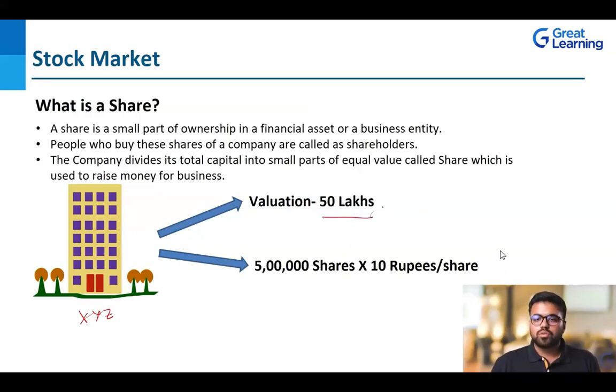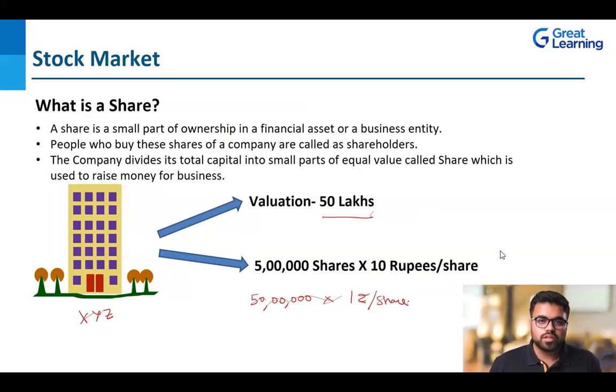So in order to do that, what it can do is distribute those 50 lakhs into 5 lakh shares with 10 rupees per share. This is not a fixed value. It depends on the company, what they want to do. The company doesn't always need to have 10 rupees per share. They can also distribute it as, let's say, 50 lakh shares at 1 rupee per share. They can also do that.